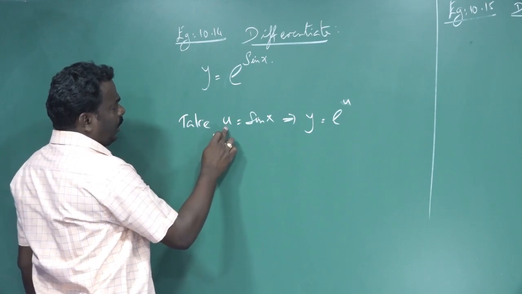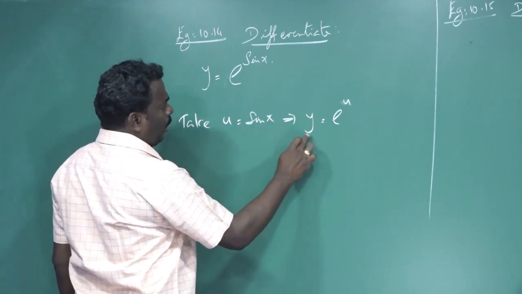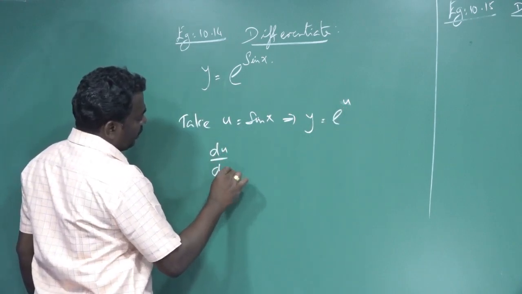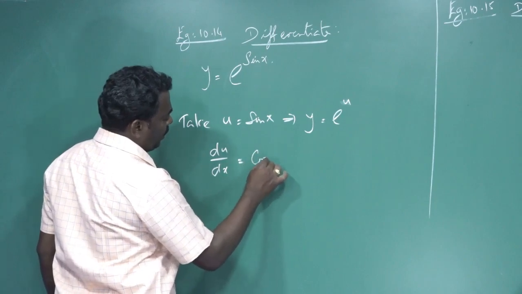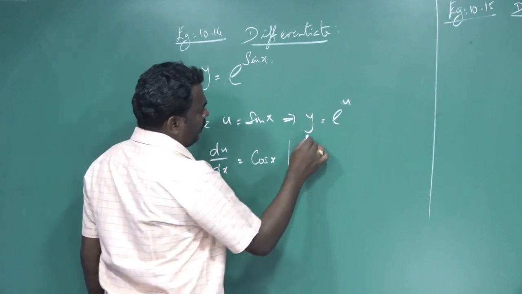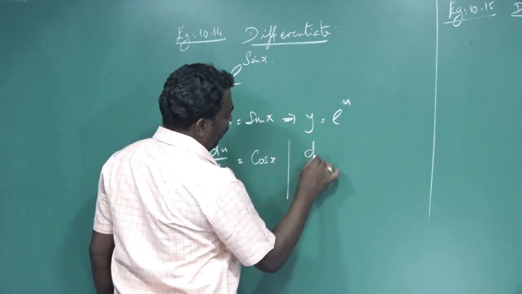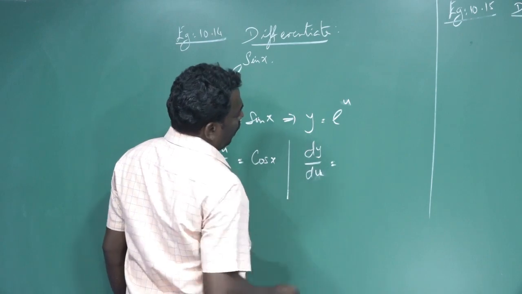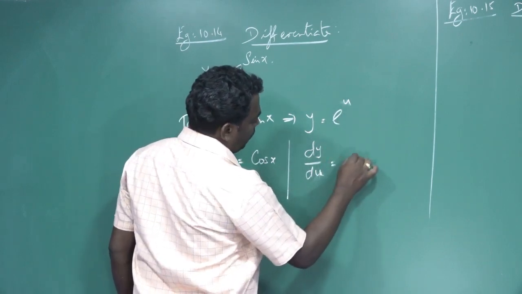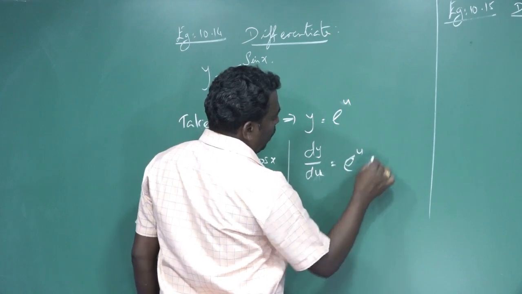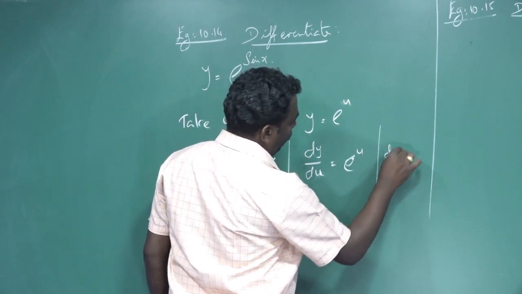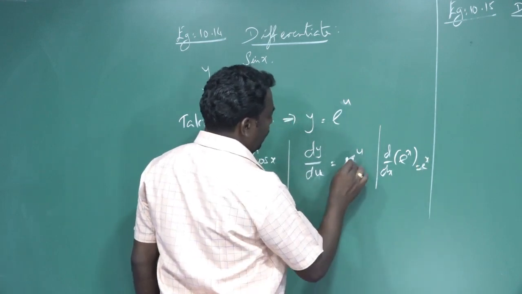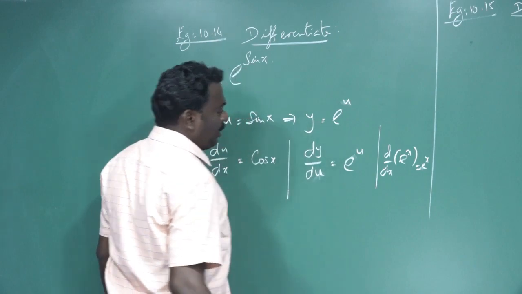Now the u function is differentiated with respect to x, and the y function with respect to u. Therefore du/dx is equal to the differentiation of sin x, which is cos x. Then the differentiation of y with respect to u, dy/du, is e^u, which becomes the same, e^u. Differentiation of d/dx of e^x becomes the same, e^x. Therefore differentiation of e^u becomes the same, e^u.